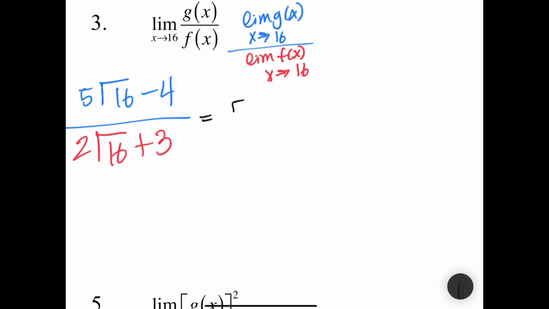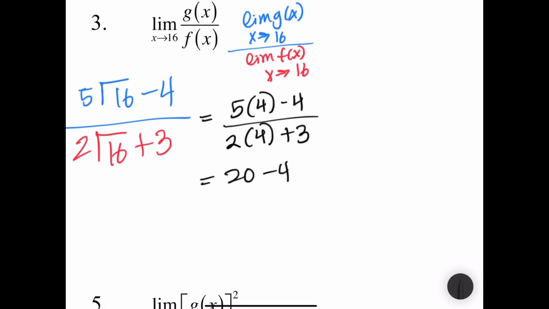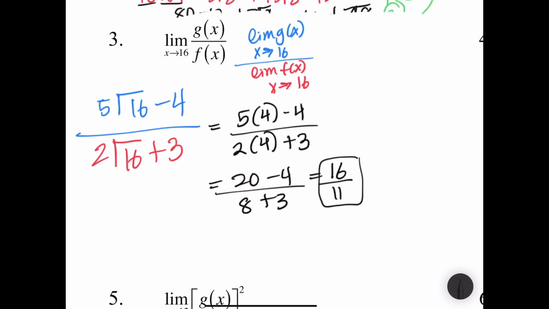So 5 times the square root of 16. Well, the square root of 16 is 4. And I have 2 times the square root of 16. Again, the square root of 16 is 4. 5 times 4 is 20. 2 times 4 is 8. 20 minus 4 is 16. And 8 plus 3 is 11. I can't simplify. I don't need to rationalize. So that is my final answer.